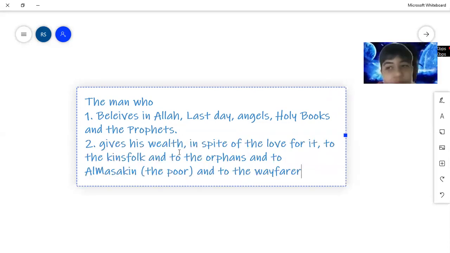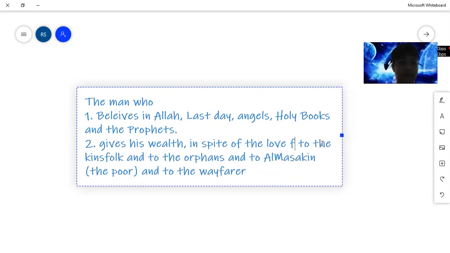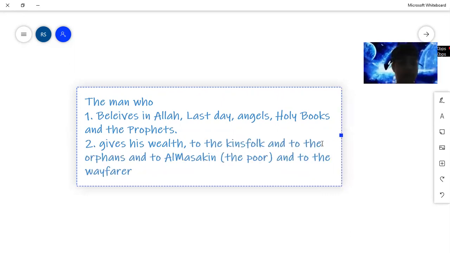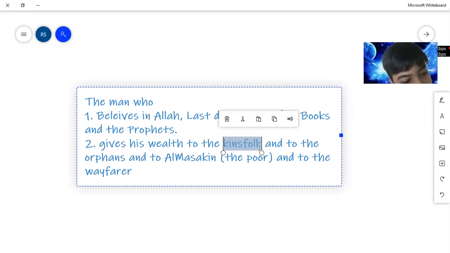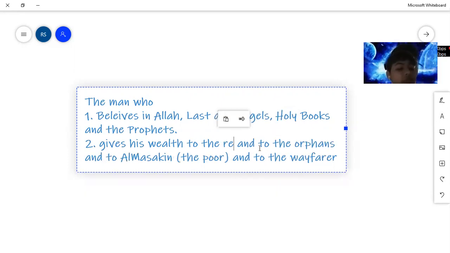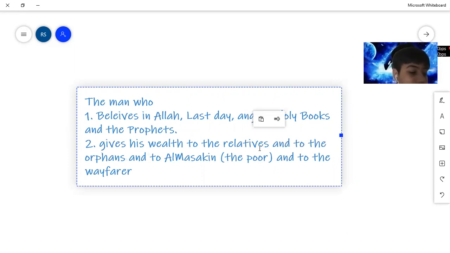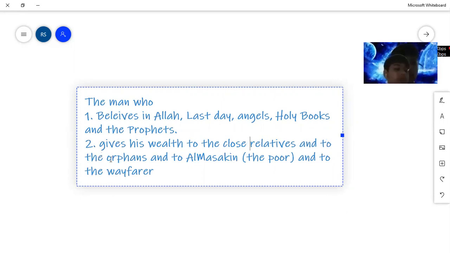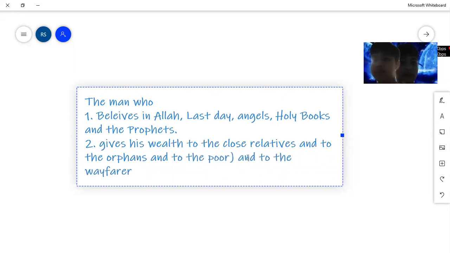Second, he gives his wealth. That is a lot. He gives his wealth to the kinsfolk. Do you know what is kinsfolk? No? Relatives, close relatives. You can say close relatives. And to the orphans, to the poor, and to the wayfarers. That is a lot.